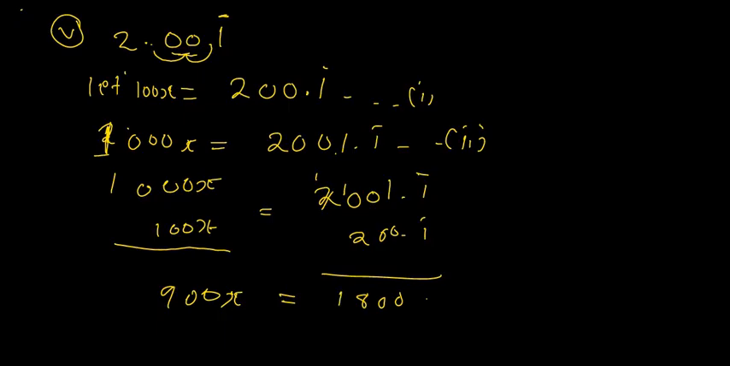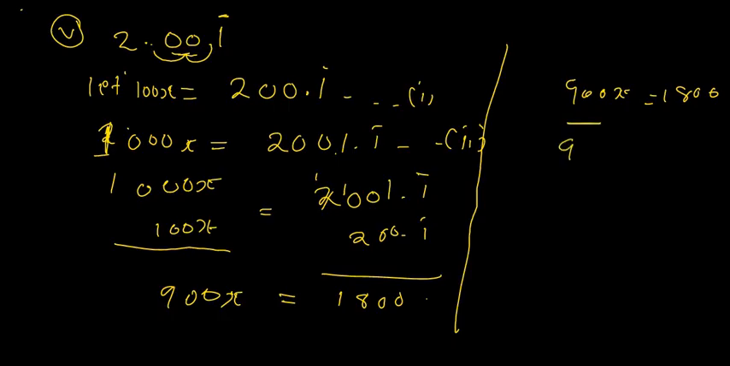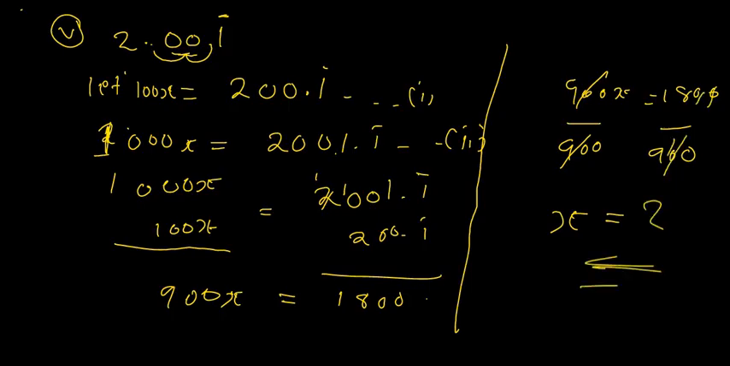Okay, so from there now we can clearly say that we have 900x, which is equal to 108. Then from there we can divide both sides by 900. From there the zeros will cancel and we remain with the answer.